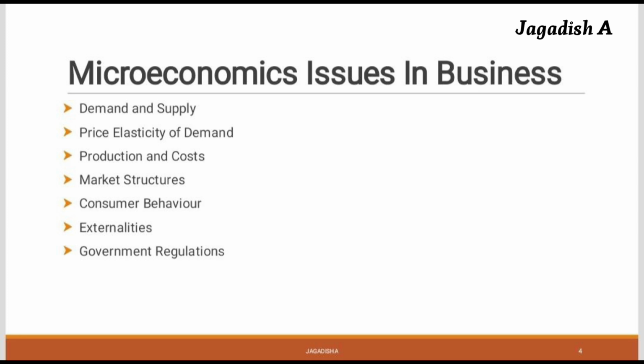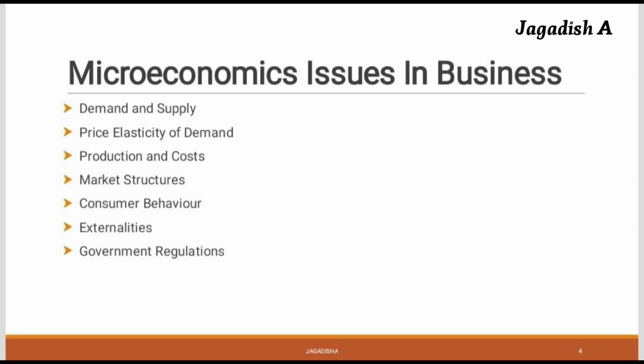The price elasticity of demand for essential commodities like rice and wheat in India is relatively low because they are basic necessities. Even if prices increase, the demand remains relatively stable, allowing business and policy makers to predict consumer behavior more accurately. Number three, production and cost.